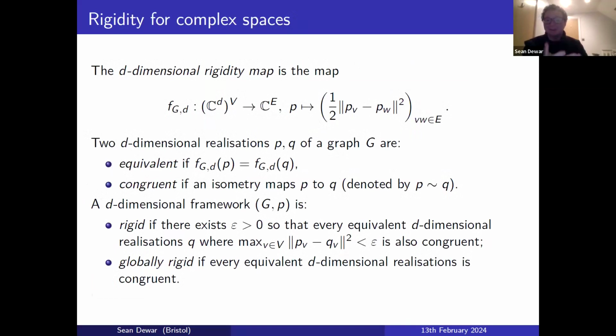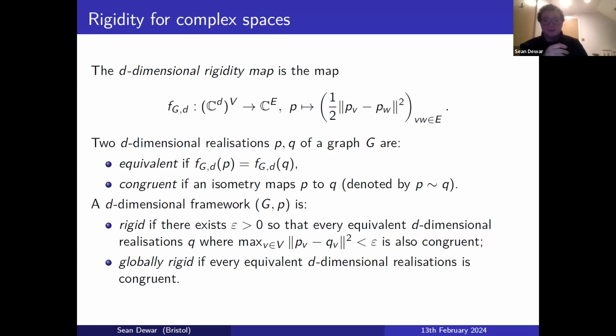I define this lovely function, the rigidity map. It takes a complex realisation, which you can always think of as being in the space C^d to the V, and maps it to its set of edge lengths. You do this by taking the point and mapping it to its edge lengths. I'm dividing by 2 just for differential reasons later on, to do with the rigidity map. It's not that important, so you can imagine the half's not there if you prefer.